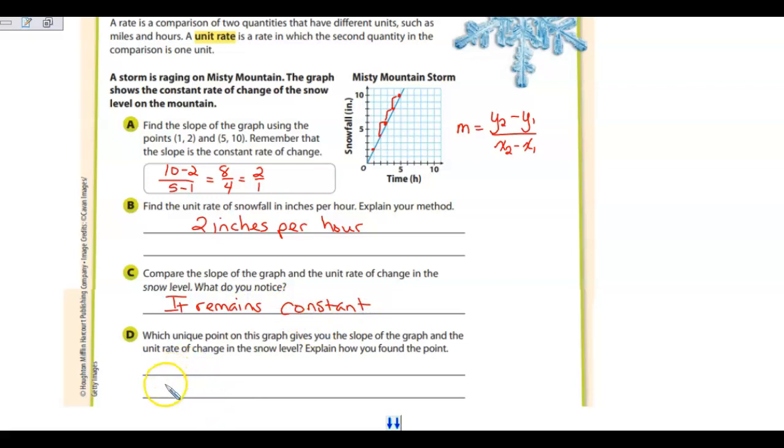Which unique point on this graph gives you the slope of the graph and the unit rate of the change in the snow level? Well, if I look at this one right here, it goes from 0 and up across. So this here of 2 inches per hour gives me my unit rate. And so my x value is 1, my y value is 2, so the point (1, 2) is my unique point that gives me both.